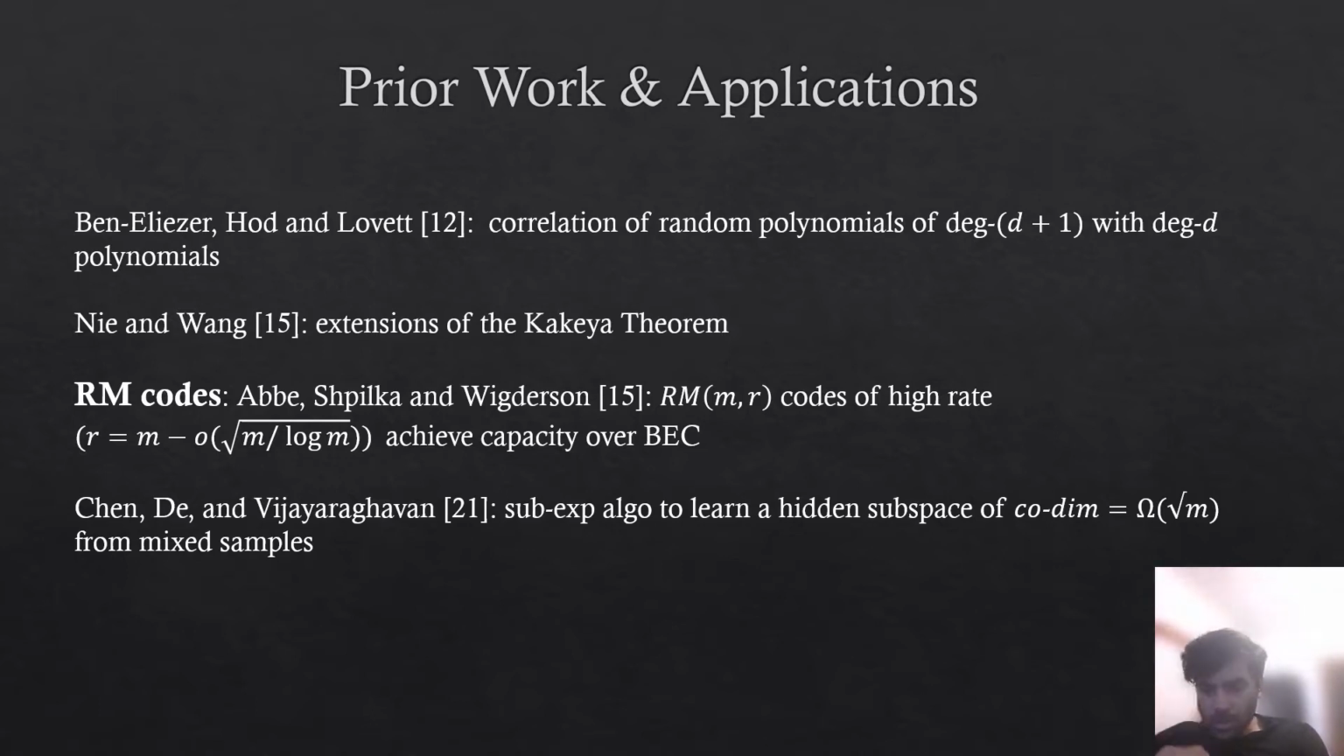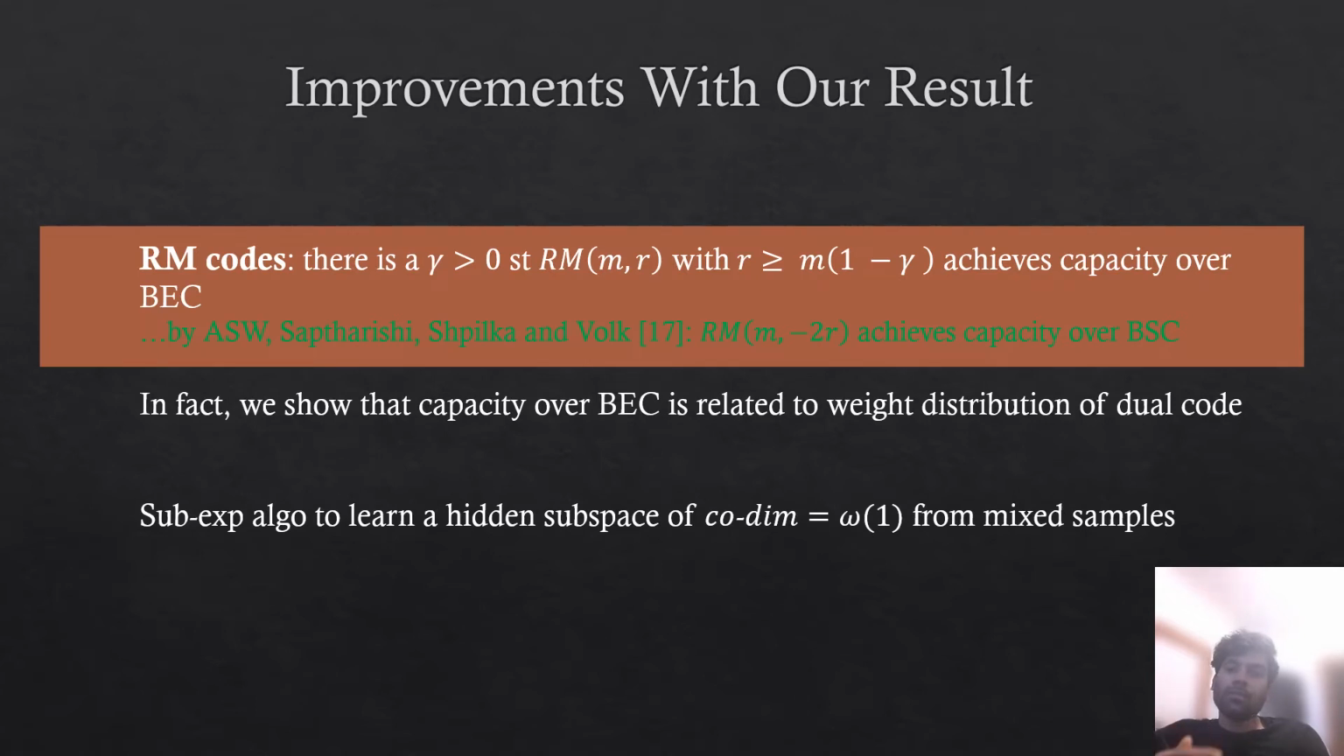And also very recently, Chen, Day and Vijay Raghavan provided a sub-exponential time algorithm to learn a hidden subspace from a mixture model. So with some probability, you are getting a sample from the hidden subspace, and with some probability, you are getting a sample from the ambient space, which is F2 to the m in our case. And they give a sub-exponential time algorithm in case the codimension of the hidden space is at least square root m.